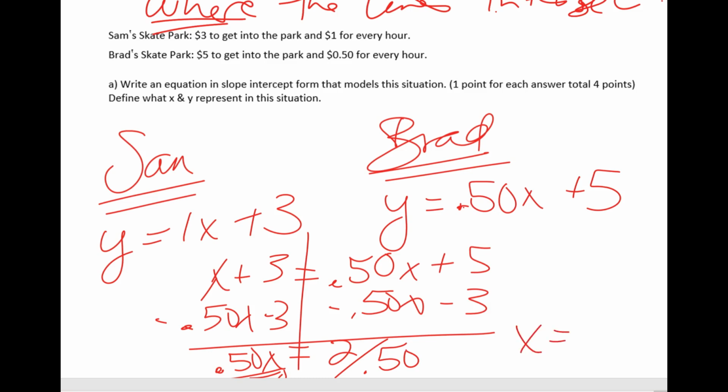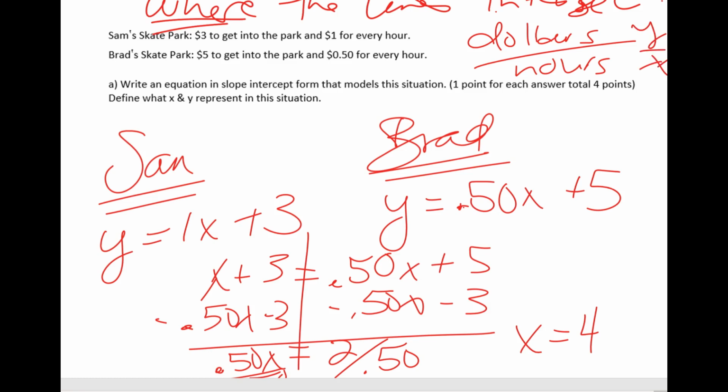which is 4. So x, we might want to define this. I told you $1 every hour. So dollars over hours, which is y over x. So x is your hours. So at 4 hours, and then if you want to figure out what your y is, just put it back into the equation.